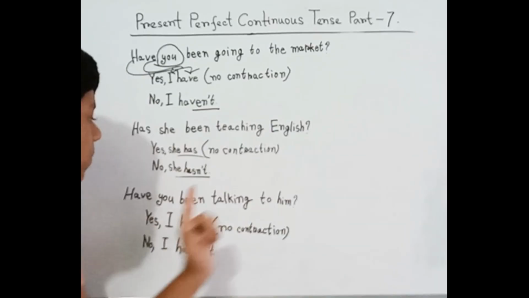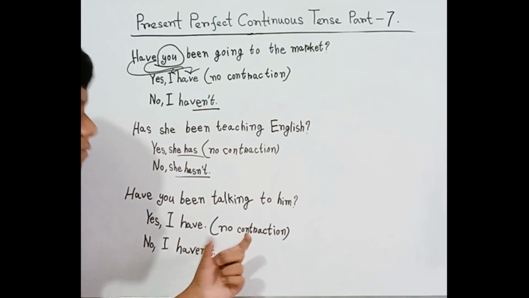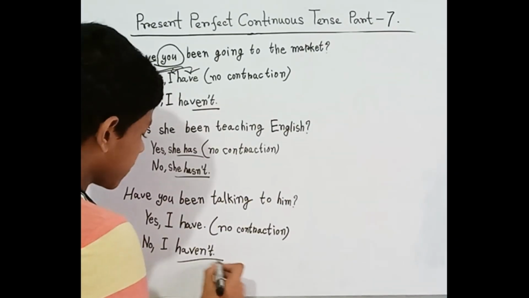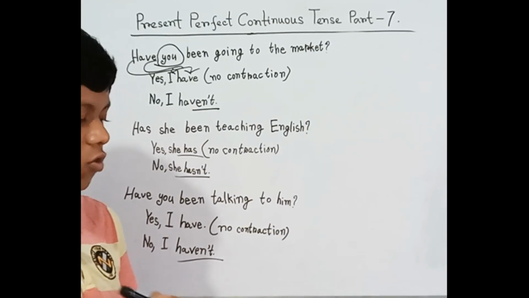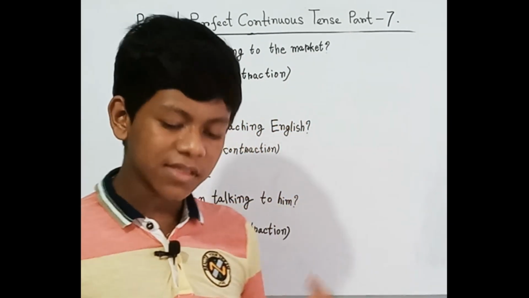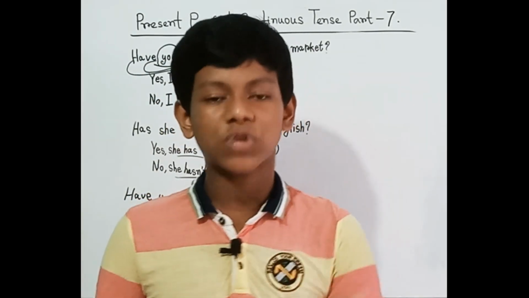Next, have you been talking to him? Yes, I have. No contraction. No, I haven't. There's one contraction. So these are the easy techniques to make all the sentences by giving the short answers.